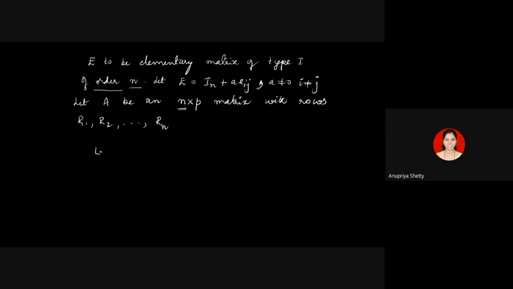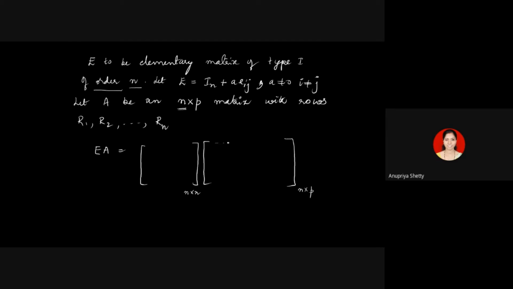Now we will consider E into A. Let me draw E. E is the square matrix, remember. A need not be a square matrix. E is n by n. A is n by p, right?